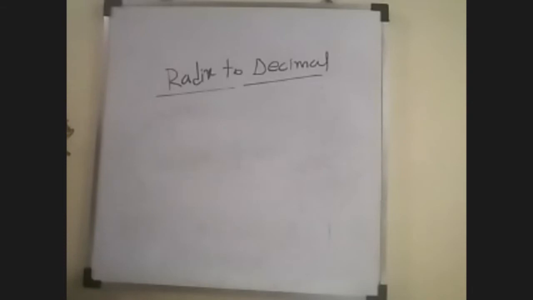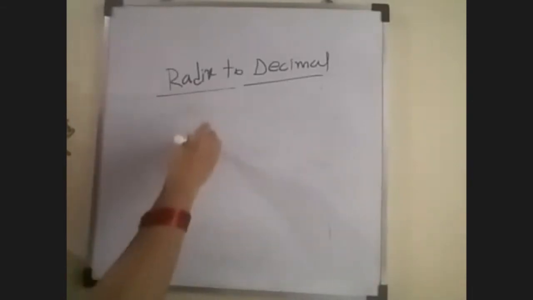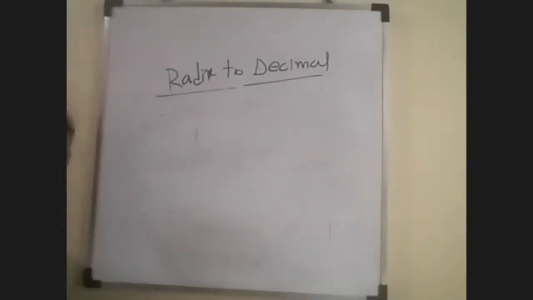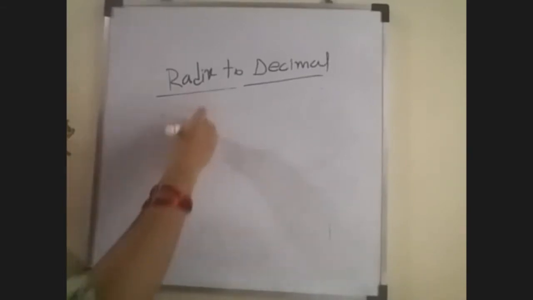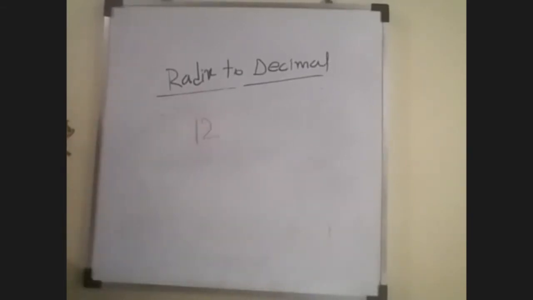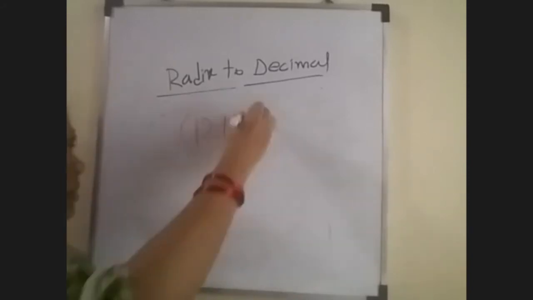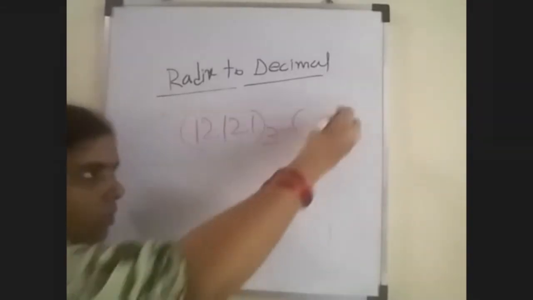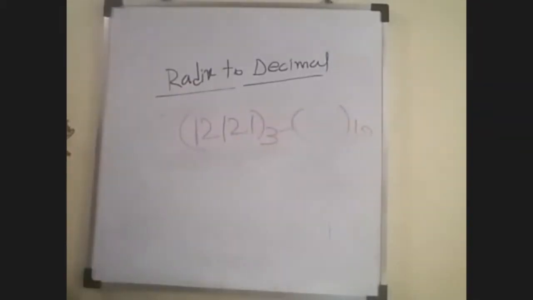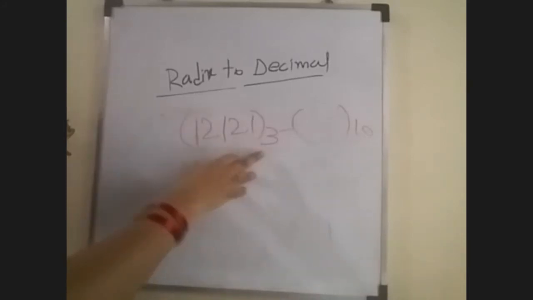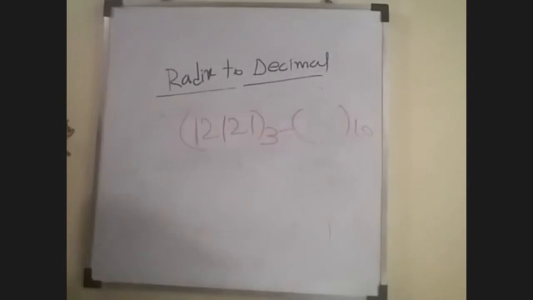The next one is 12121 base 3 to base 10. So this is the base, any radix to decimal. How will you convert? Tell me the answer.